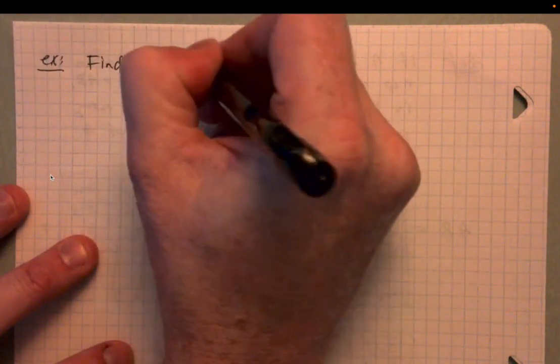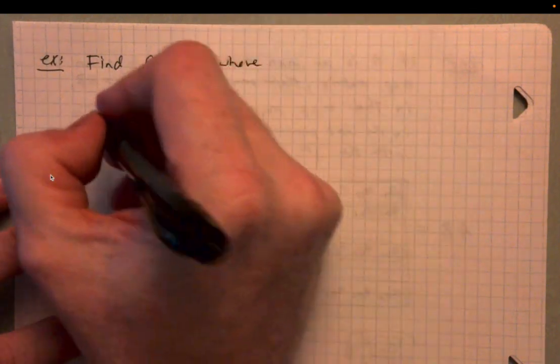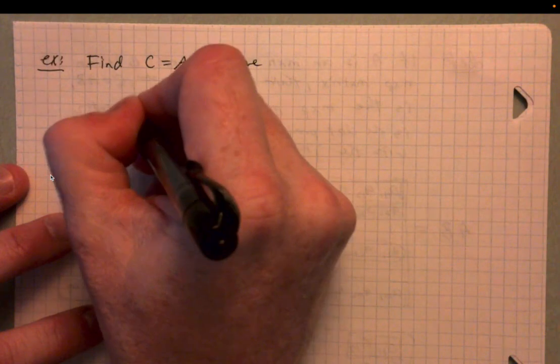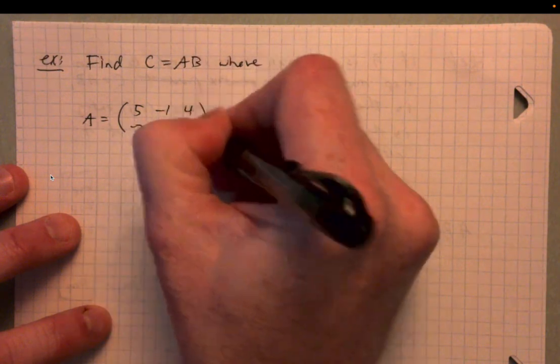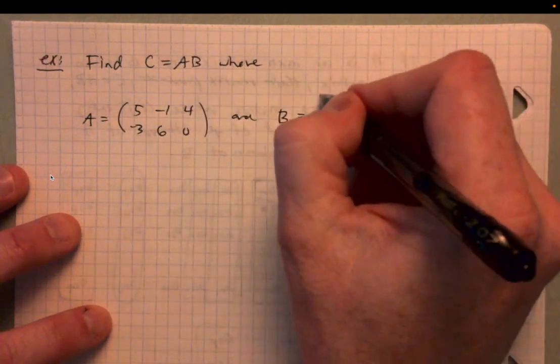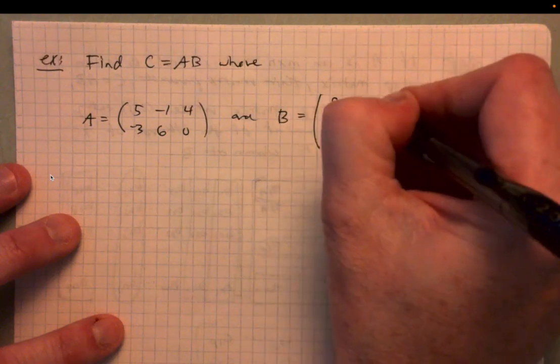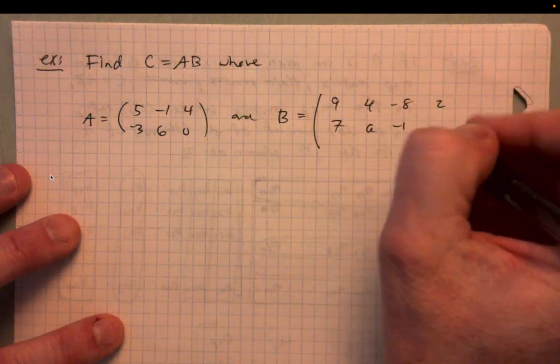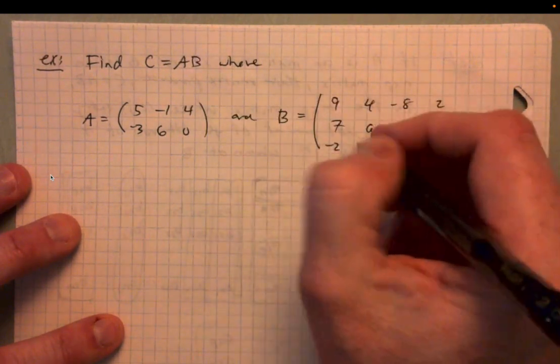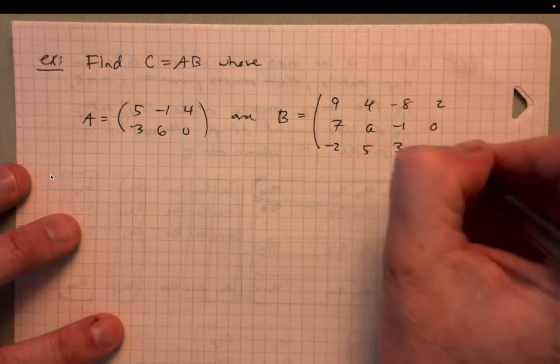Okay, and there's no question, this takes a little bit of practice. I mean, like everything in math, right? Nothing comes immediately. You have to kind of think it through. So we want to find C equal to AB, where A is, let's say, 5, -1, 4, -3, 6, 0, and B is equal to this larger matrix, 9, 4, -8, 2, 7, 6, -1, 0, -2, 5, 3, -4.